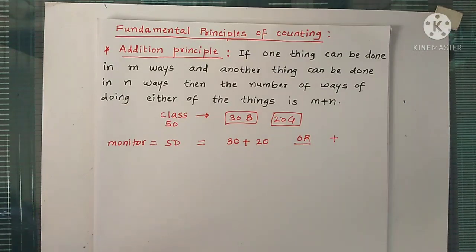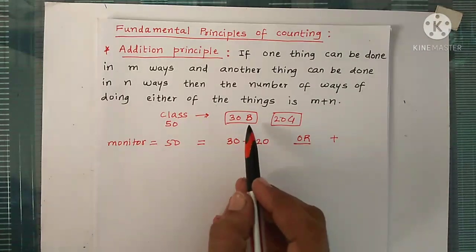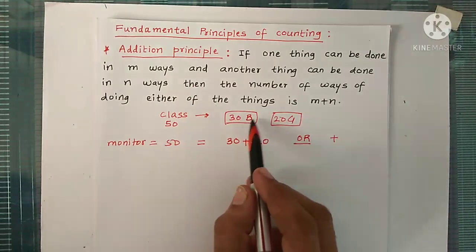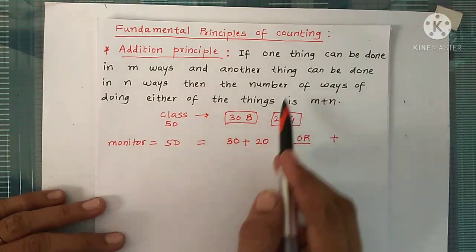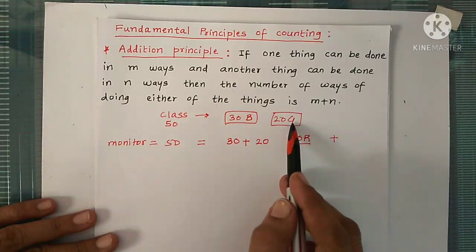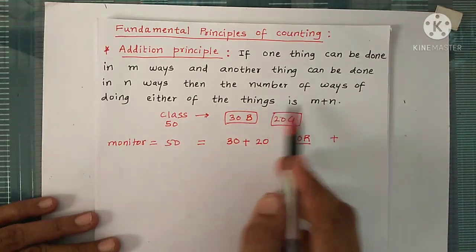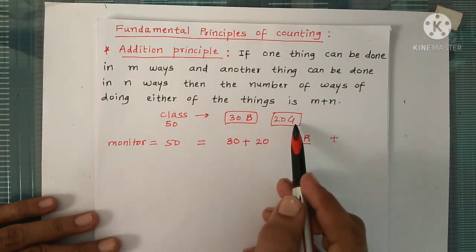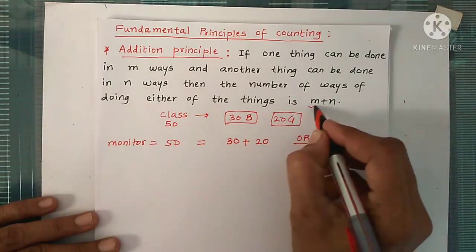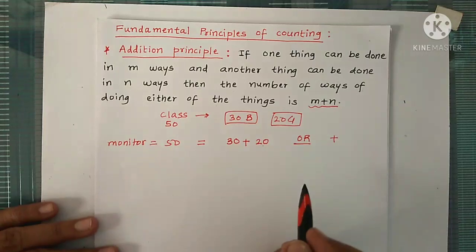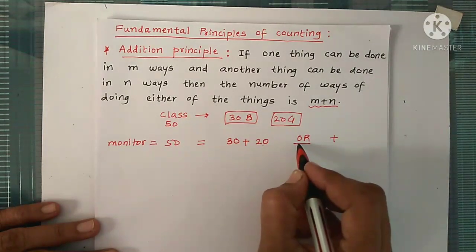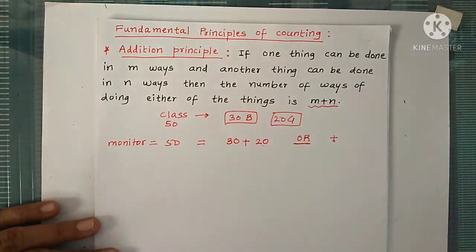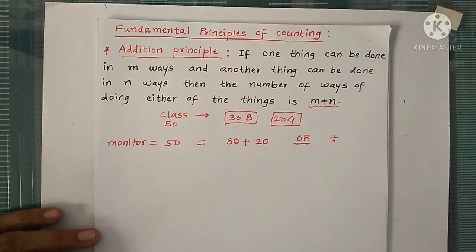Okay. So for either of the things, a boy can be selected in 30 ways. If one thing can be done in m ways, so that is 30 ways, and another thing can be done in n ways, a girl can be selected in 20 ways. So the number of ways of doing either of the things, a boy can be selected or a girl can be selected, is m plus n. So that is 30 plus 20. So whenever the question has this word or, we have to add. So that is the addition principle.